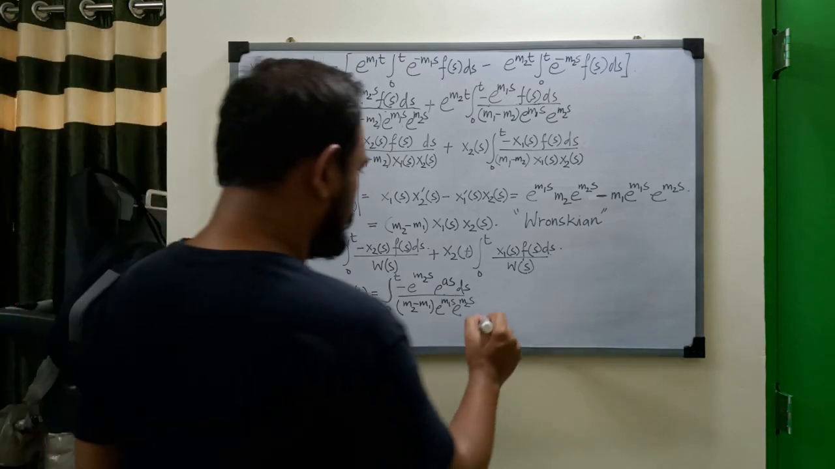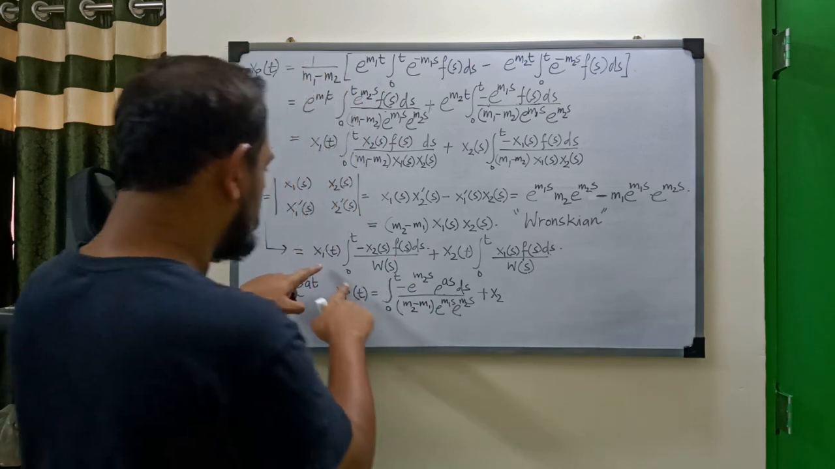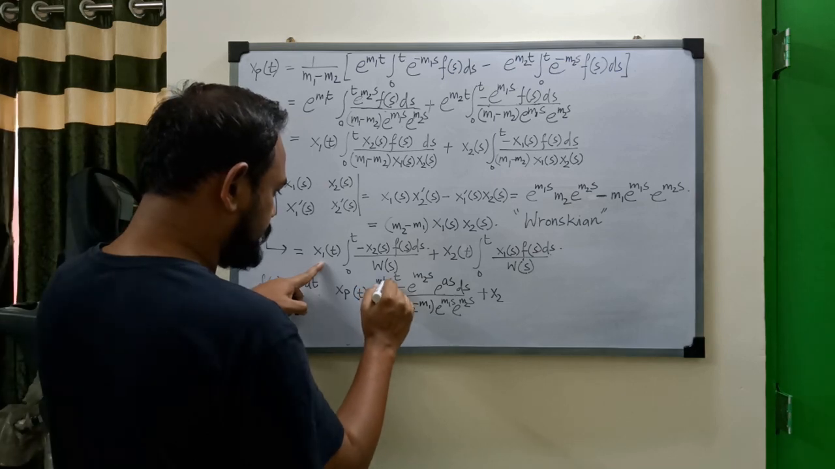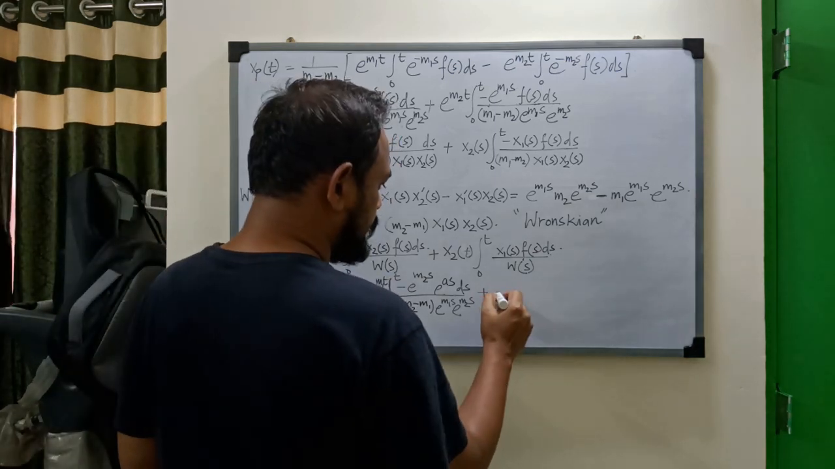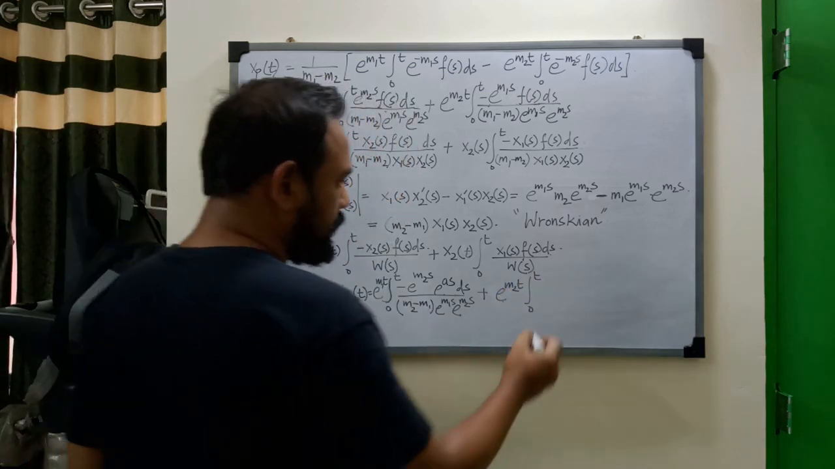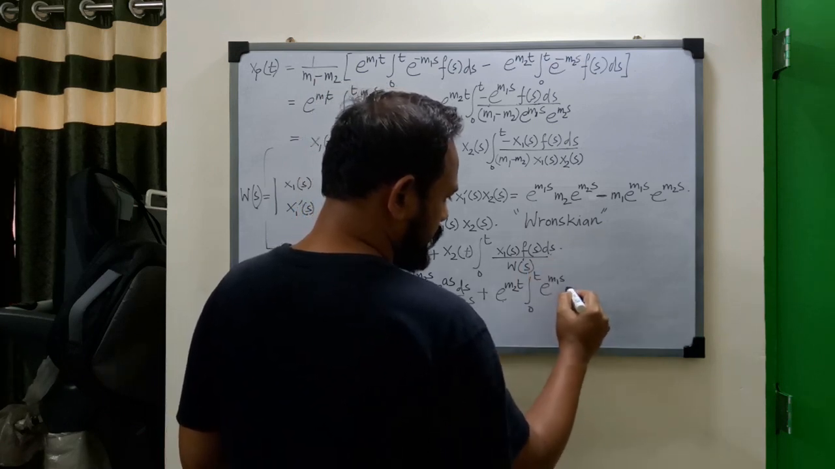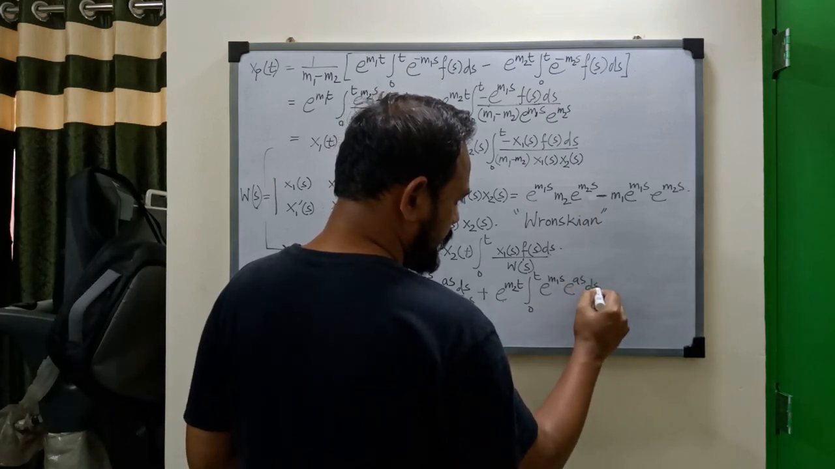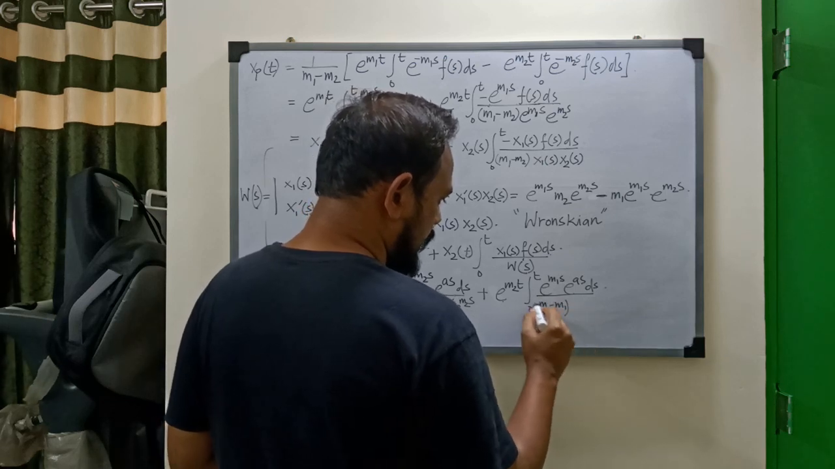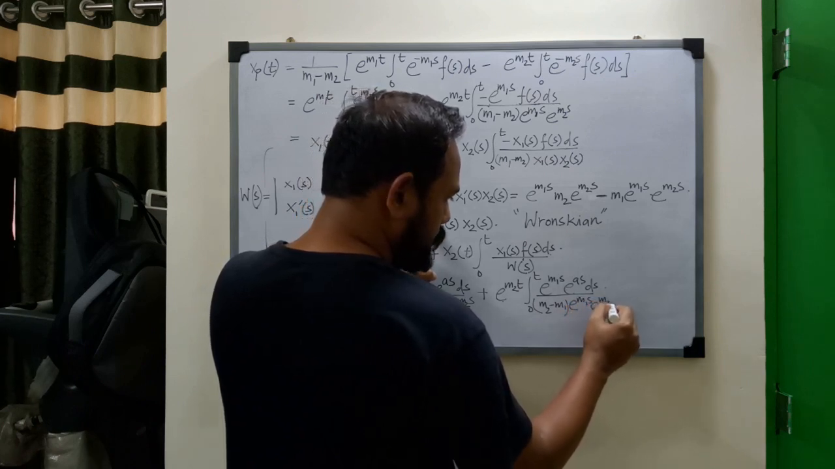Right? And for this one, it's just x2. Sorry, I missed this one. There's going to be x1, which is e to the power m1t. This is going to be e to the power m2t, and 0 to t. x1 is just e to the power m1s, f(s) is e to the power as, ds, and divided by the Wronskian, which is m2 minus m1, x1 is e to the power m1s, e to the power m2s.